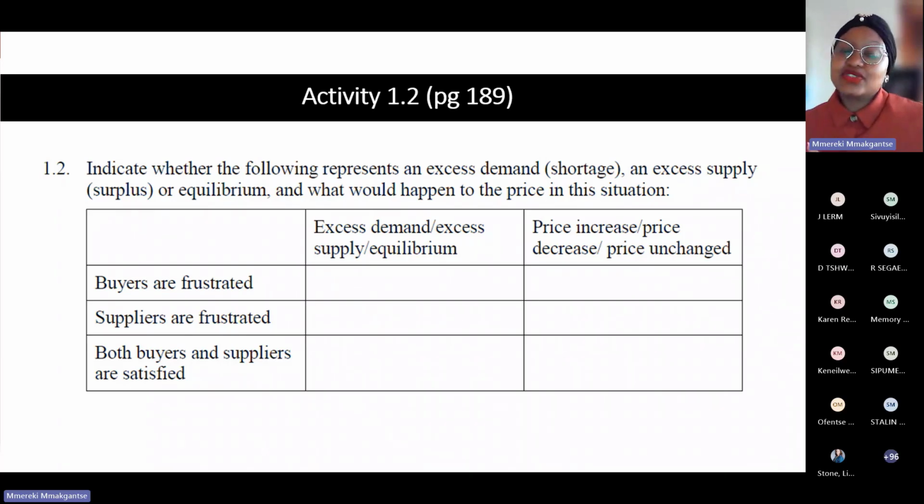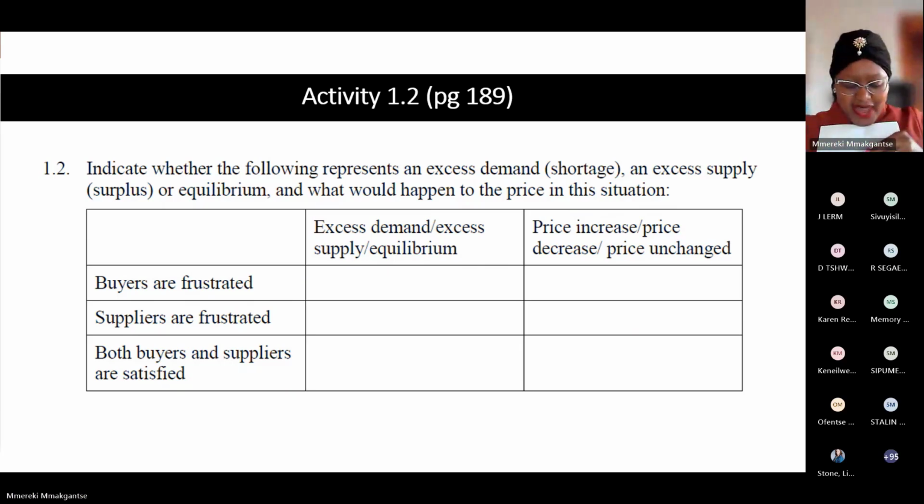All right. Thank you for your answers. If your suppliers are frustrated, there will be excess supply, because the price is above the equilibrium. I want to show it for you. Price, it is above.